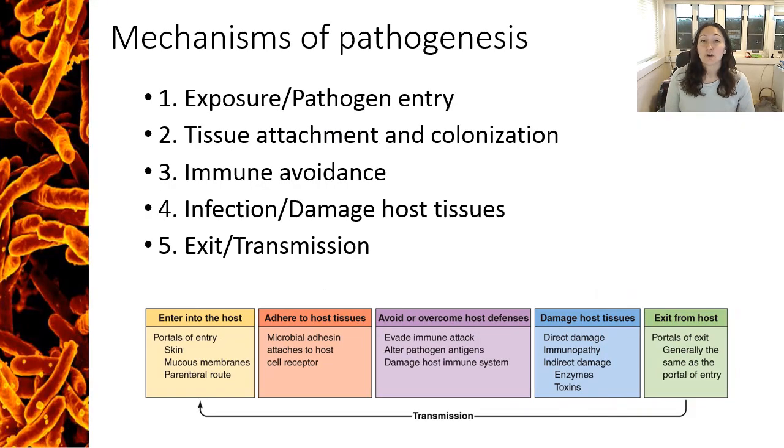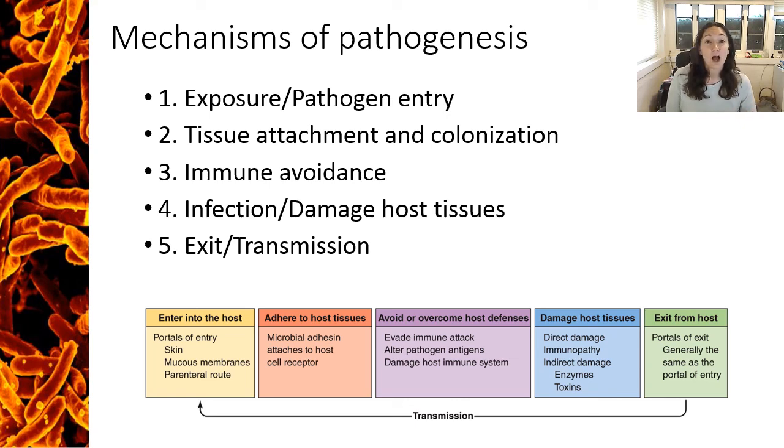So here are the 5 overall steps for pathogenesis. What that means is, to be a pathogen, a microbe has to be able to do these 5 things. So the first is there has to be some sort of exposure to the pathogen and an entry into the body. The second is attachment to tissues and colonization. So the microbe has to attach and then start to grow and divide. The third is immune avoidance.